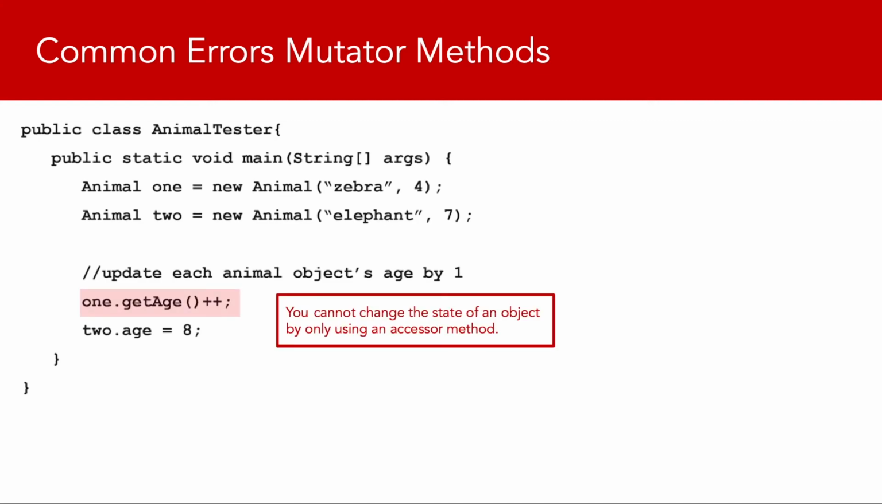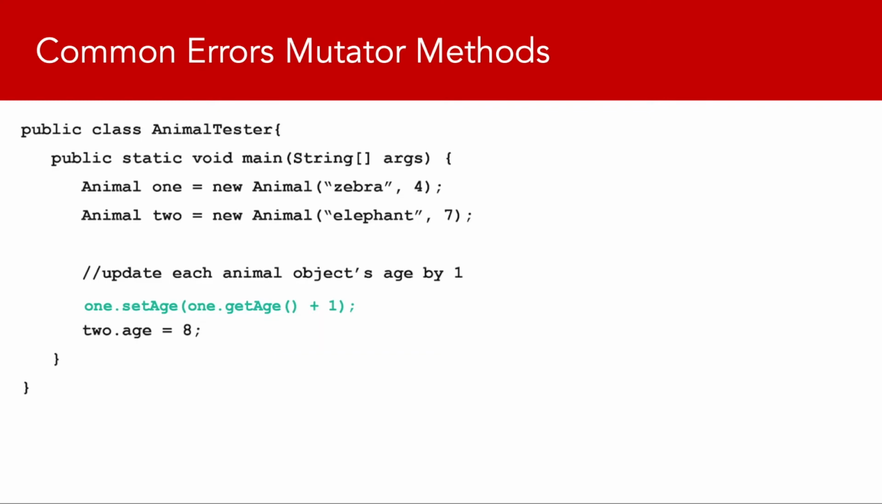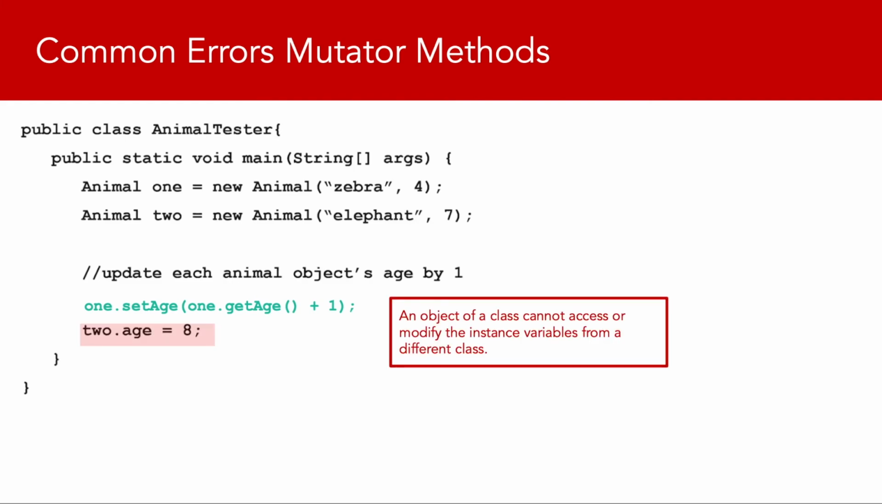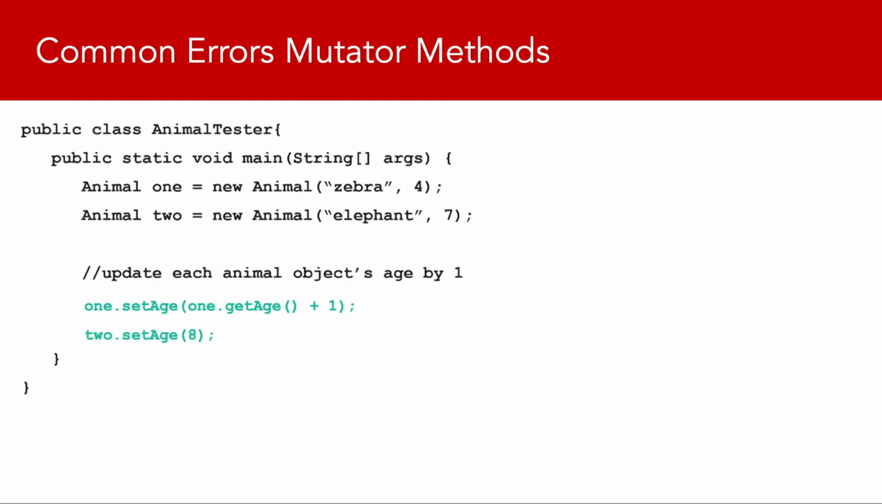You cannot change the state of an object by only using an accessor method. One way you could modify it using the accessor method would be by combining it with a mutator method. In this case, 1.setAge, and within the parameters, I would call 1.getAge and increment that by 1. An object of a class cannot access or modify the instance variables from a different class. I cannot directly access the private instance variable in this manner. One way I can access and modify the instance variable is through a mutator method. In this case, 2.setAge with the value 8.